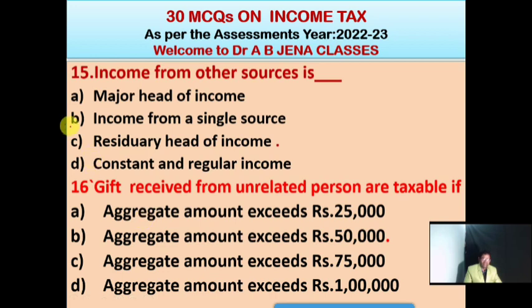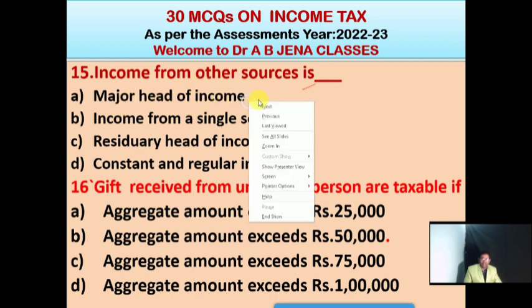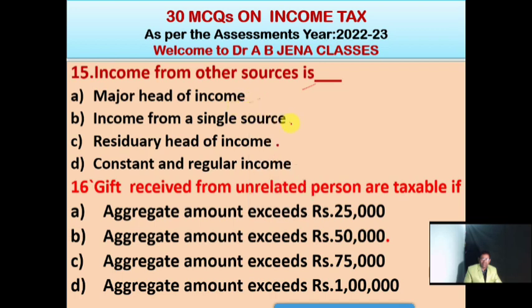Next MCQ 15, income from other sources is: option A, major head of income; B, income from a single source; C, residuary head of income; D, constant and regular income. So the right answer, dear friends, income from other sources is residuary head of income. So C is the right option for this MCQ.